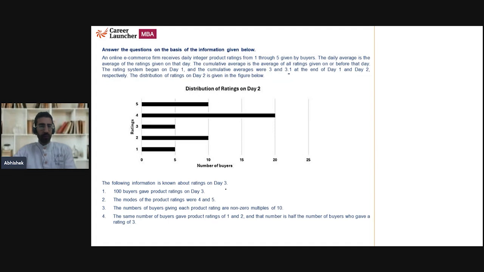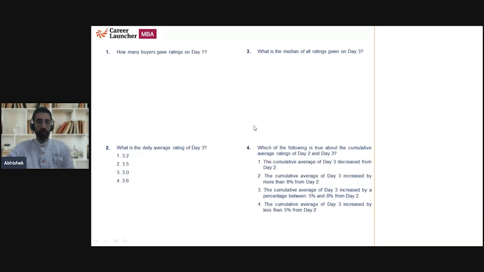And then some information about ratings on day 3 is given. 100 buyers gave product ratings on day 3. The modes were 4 and 5. Number of buyers are non-zero multiples of 10, so at least 10, right? And multiples of 10. And the same number of buyers gave product ratings of 1 and 2. And then this is talking about day 3. Something is known about day 3, which is rating of 3, which is double of 1 and 2. Fair. What are the questions?